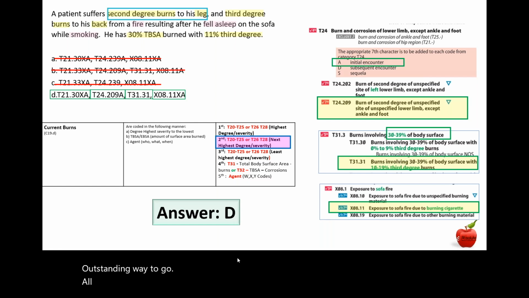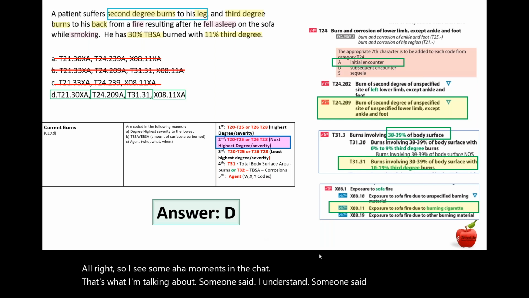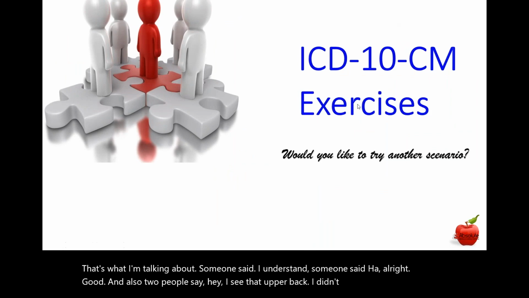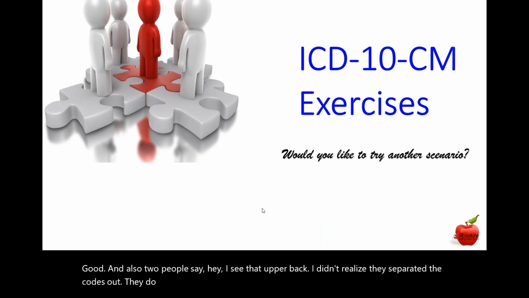All right. So I see some aha moments in the chat. That's what I'm talking about. Someone said, I understand. Someone said, aha. All right. Good. Good. And also, people say, hey, I see that upper back. I didn't realize they separated the codes out. Yeah, they do. Outstanding aha moment. All right. So you want to try another scenario?